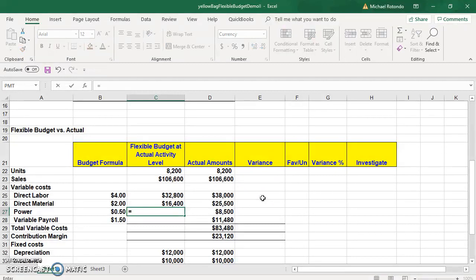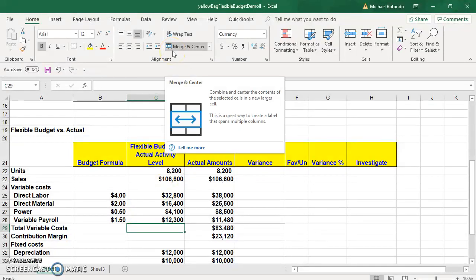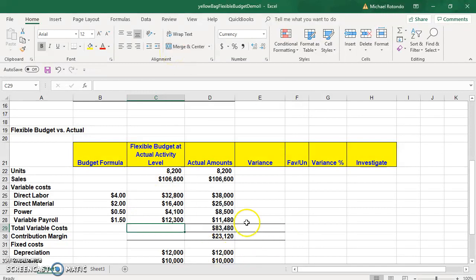For power, okay, again, we're very low. So either we underestimated these costs or something happened internally or externally to change them. But this helps us plan for the next year by doing a flexible budget like this. Okay, so our variable payroll was lower than anticipated as well.